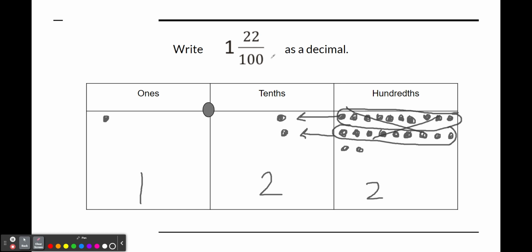So 1 and 22 hundredths is written as 1. So we have our 1 here. We have our decimal point. So we have 1.22. So that's how we write 1 and 22 hundredths as a decimal.